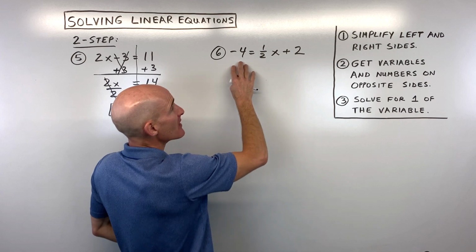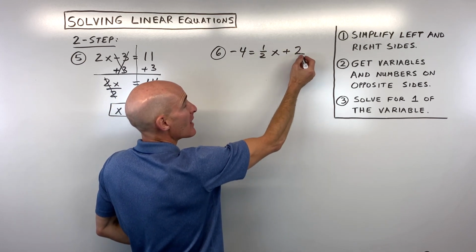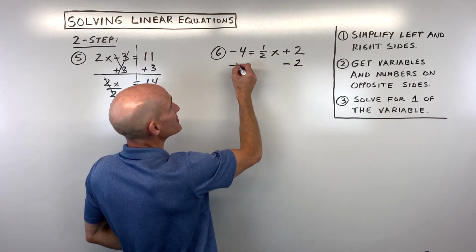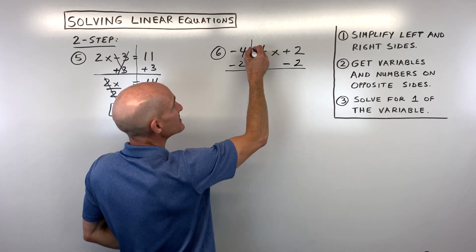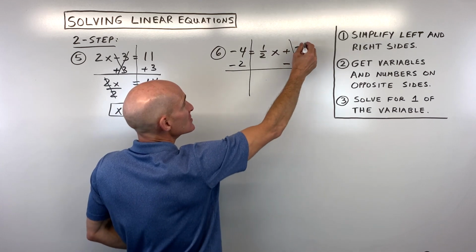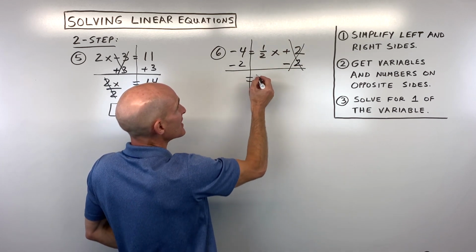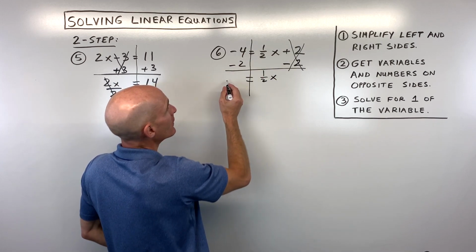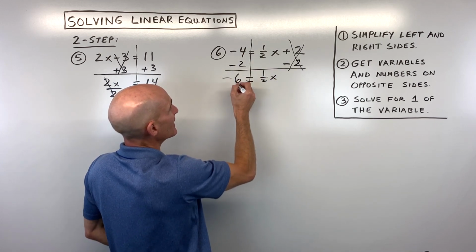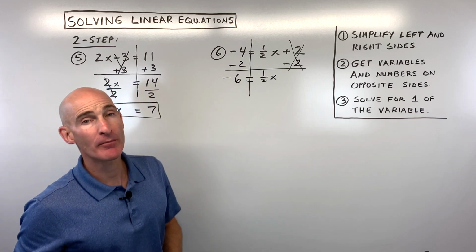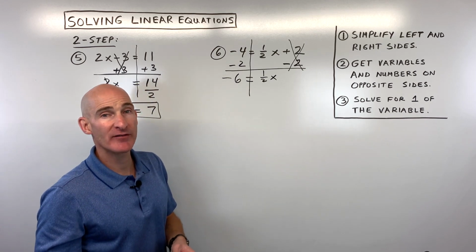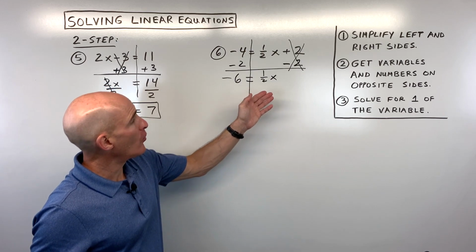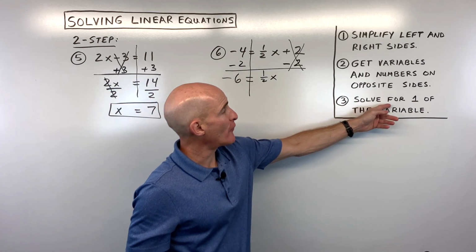To get the numbers on the left, that's like saying we have to get rid of them on the right by doing the opposite. Instead of adding 2, we're going to subtract 2 from both sides. 2 minus 2 is 0. Bring our equal sign down. 1/2 x. And then negative 4 minus 2 is negative 6. So if you need to review your positive and negative numbers, you can check out some of my videos on mastering negative numbers.